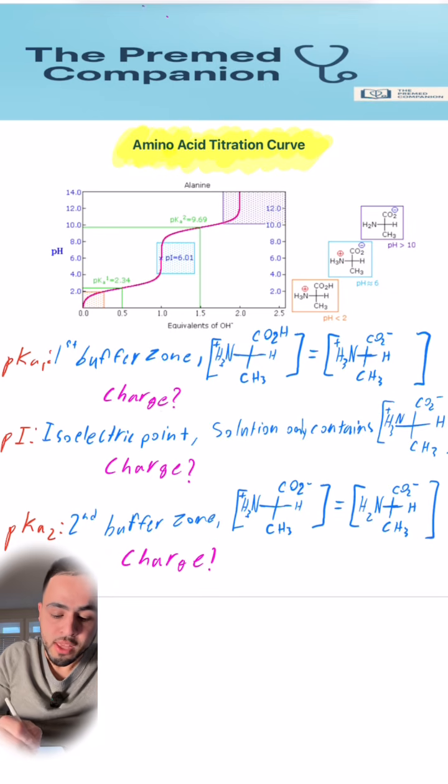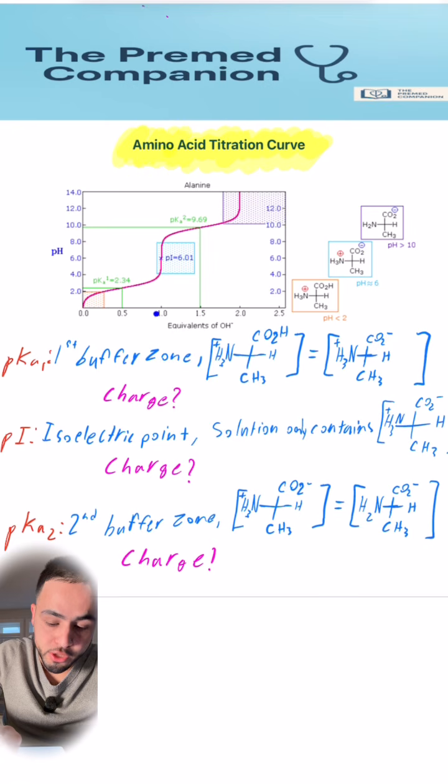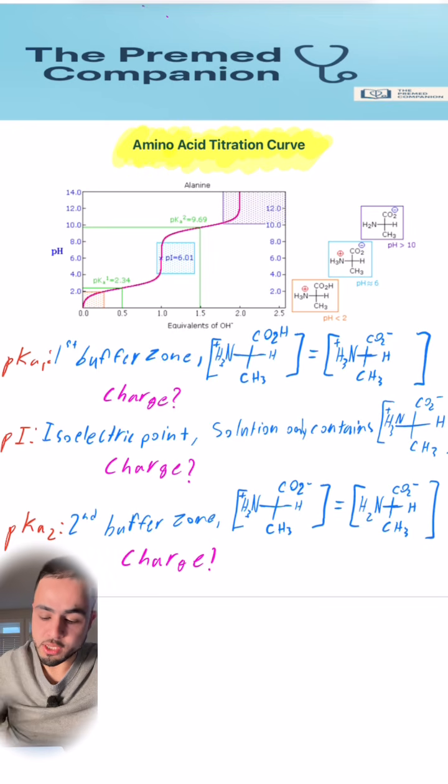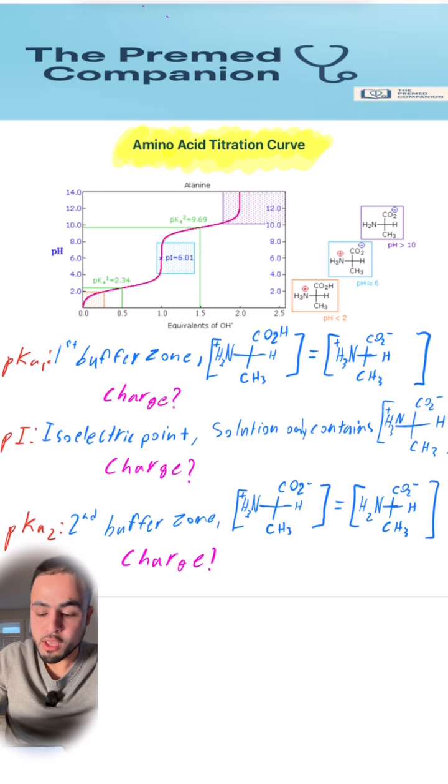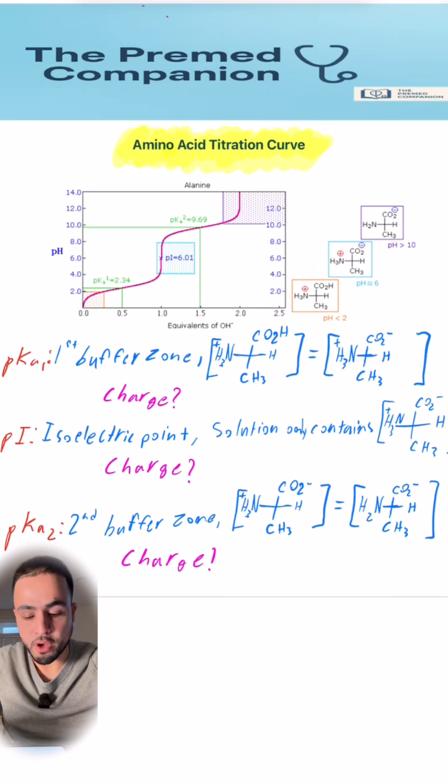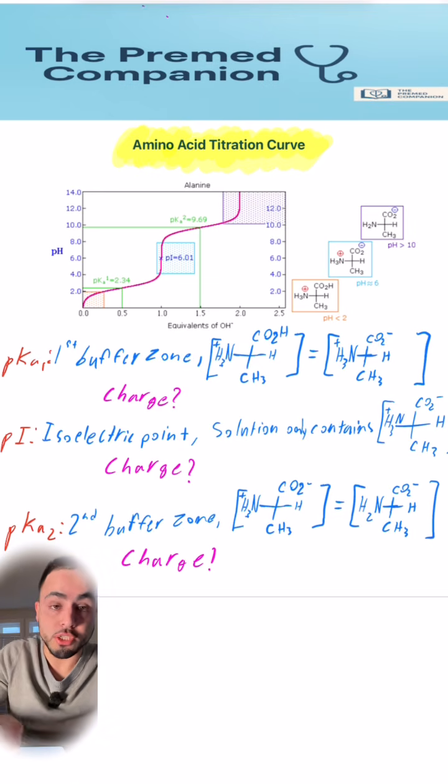And then for Pi, this is the isoelectric point. Notice how we don't have a buffer anymore, so we have a dramatic change in pH with only very little increase in the OH equivalents. And then the solution will only contain the protonated form of the amino group, and that's because we're still at a relatively low pH. However, the carboxylic acid group will all be deprotonated because relative to the pKa of the carboxylic acid, the pH is pretty high.